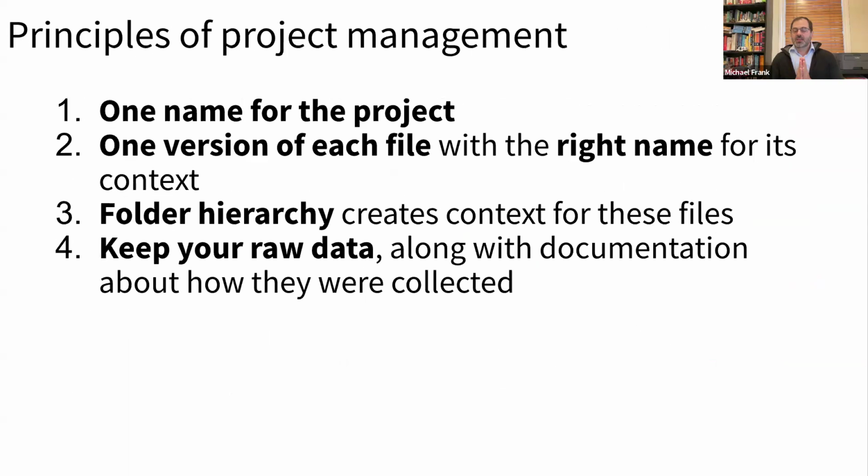So here are the key principles that we are going to be following here. For each project, we want one name for the project. We want one version of each file in the project with the correct name given its context. We want a folder hierarchy that creates context for those files. And we want to keep all of the raw data for this project along with documentation about how they were collected. Let's go through each of these in turn.